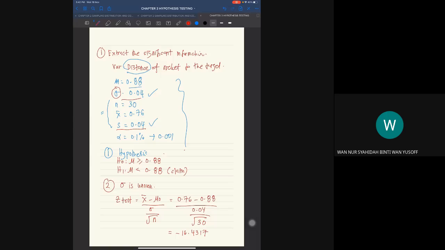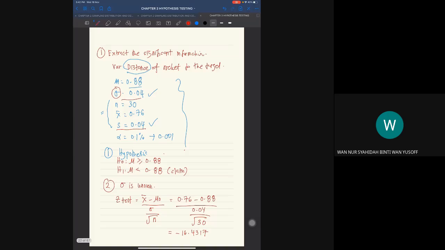Okay, step 3 is to find the critical value. This is the traditional method. The critical value is based on the type of test for your statistical hypothesis. So based on this hypothesis, what is the type of test? Two tail, right tail, or left tail? Left tail, because you have less than here.